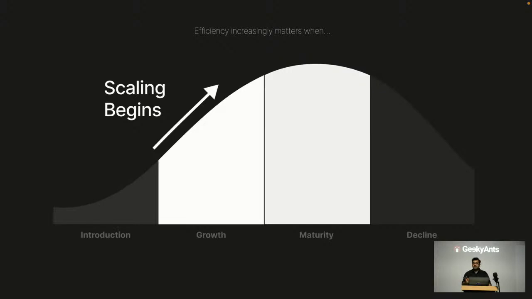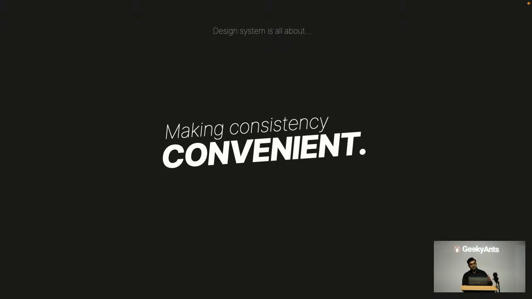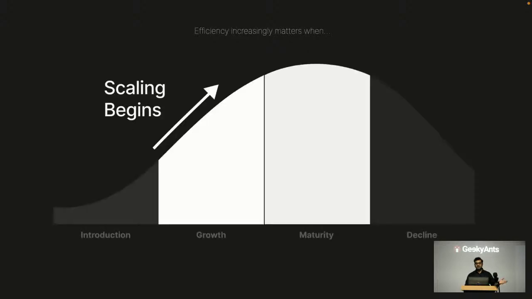And clearly, in all of these, only the middle two stages, growth and maturity, are the stages where you have scale. In growth, the scaling begins, and in maturity, you have scale. These are the two phases where design system has its most impact. That is what I have learned when I look back. So efficiency increasingly matters when scaling begins. If you don't have scale, it's very hard to sell the proposition of design system to your higher ups. That's why some products will say design system did not add a lot of value, and they will be right because maybe they were in the initial or ending phases. And other products will say design system definitely helped, depending on what phase they are in.